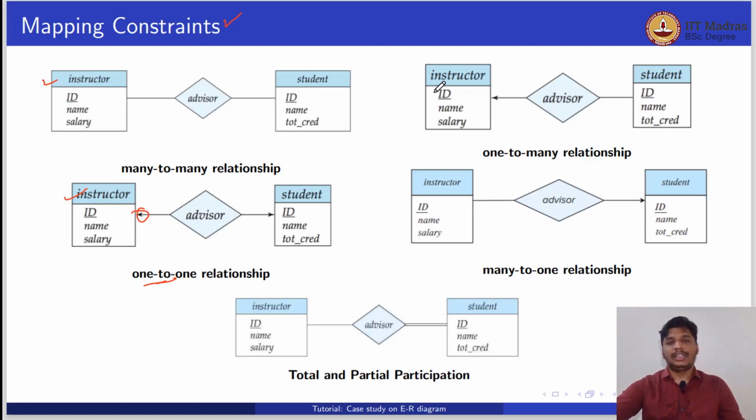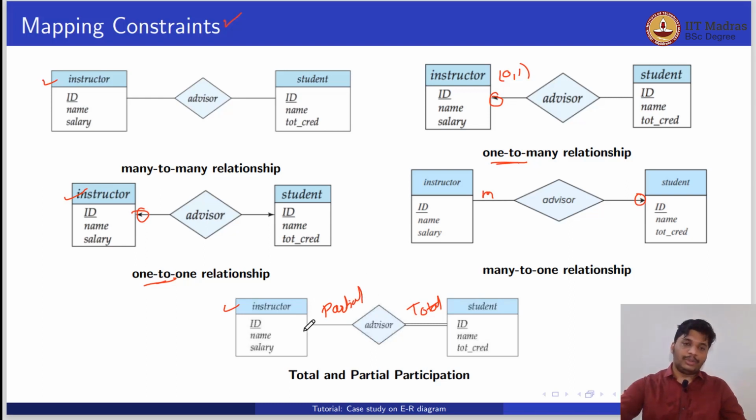Similarly here the relationship between the instructor and the student is 1-to-many. The arrow indicates 1. 1 means at most 1, either 0 or 1, and here there is no arrow, which means many. Similarly here also a many to 1 relationship. Now see here that this double line indicates the total participation. It means there is total participation of student in the relationship advisor, and the single line indicates the partial participation. I hope you understand this concept.